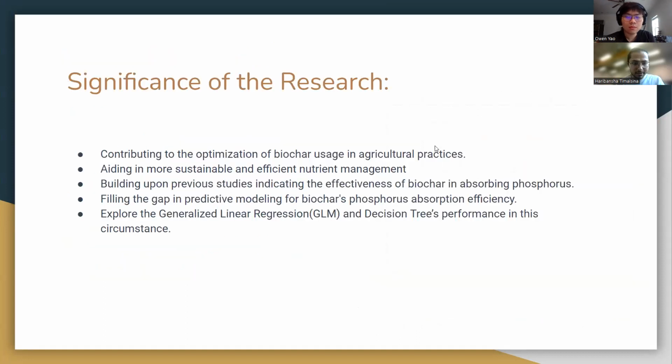All right. So the significance of this research is to optimize the biochar use in agriculture process. By determining the efficiency, we can properly do the engineering design in the field application. So in this project, we used two different modeling approaches. One was generalized linear regression model, and the other one was decision tree performance.